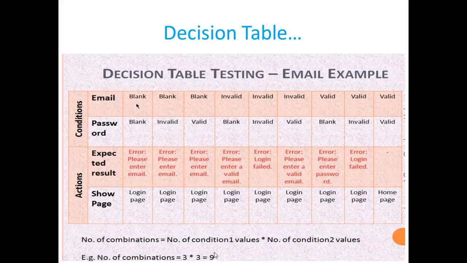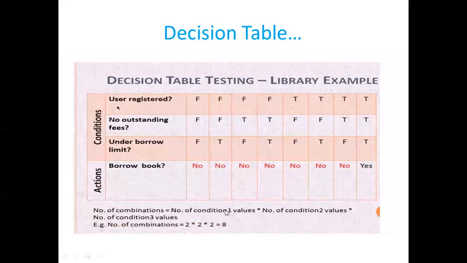3 into 3 equal to 9 set of test cases, you can get it. So let's talk about another example. There is a library system and a person wants to take a book from the library. If he wants to take a book, there are 3 conditions that are verified.